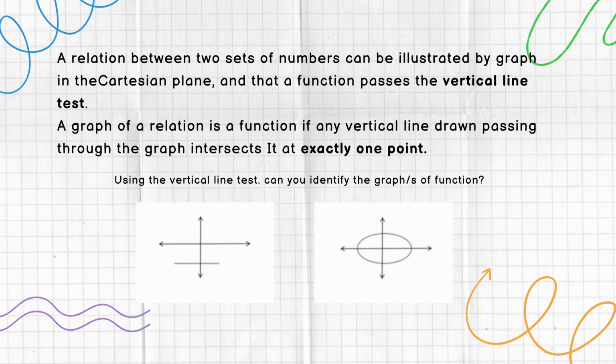A relation between two sets of numbers can be illustrated by a graph in the Cartesian plane, and a function passes the vertical line test. A group of relations is a function if any vertical line drawn passing through the graph intersects at exactly one point. In the first graph, you can see it is a function because in that Cartesian plane, the line intersects at one point. And the second graph, you can see na nag-pass through ang sa buong Cartesian plane, kaya it is not a function.